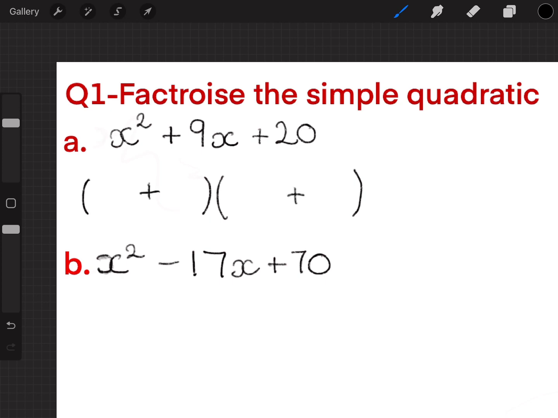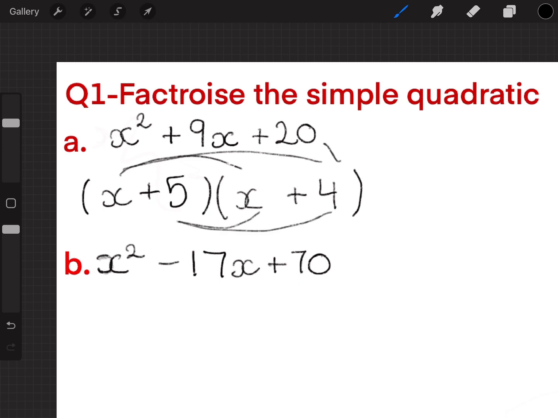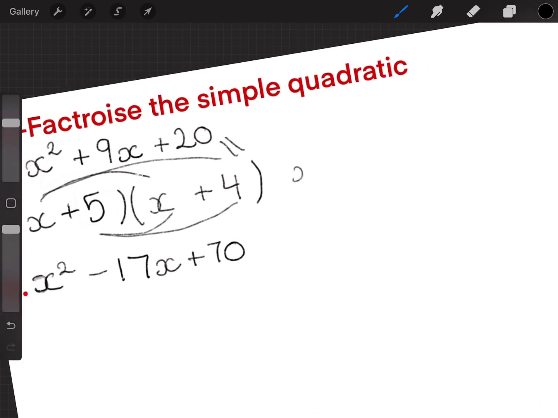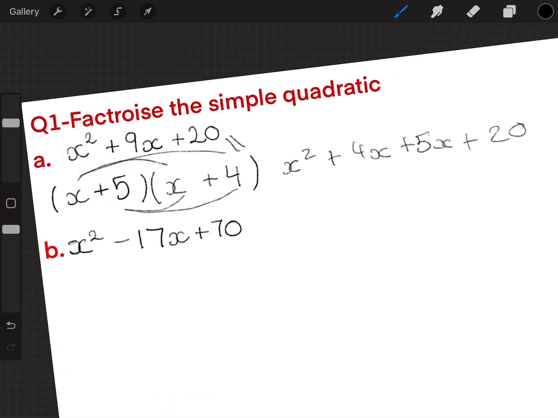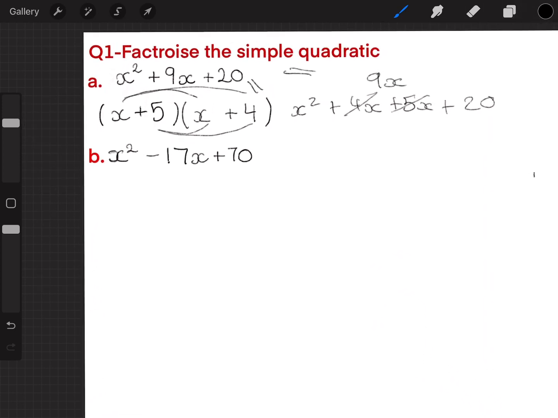So we'll draw two plus signs, one in each bracket, and x in both, because x times x equals x to the power of 2, and 5 in one bracket and 4 in the other bracket, because when they're added, they give 9. When they're multiplied, they give 20. Now, if we expand this, we will get the exact same answer as the expression question. This is the working out. So x to the power of 2 plus 4x plus 5x plus 20 equals x to the power of 2 plus 9x plus 20, which is the same thing.